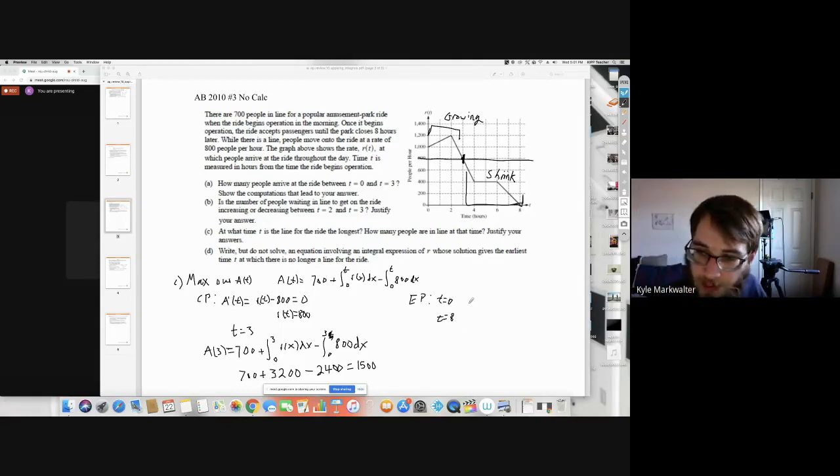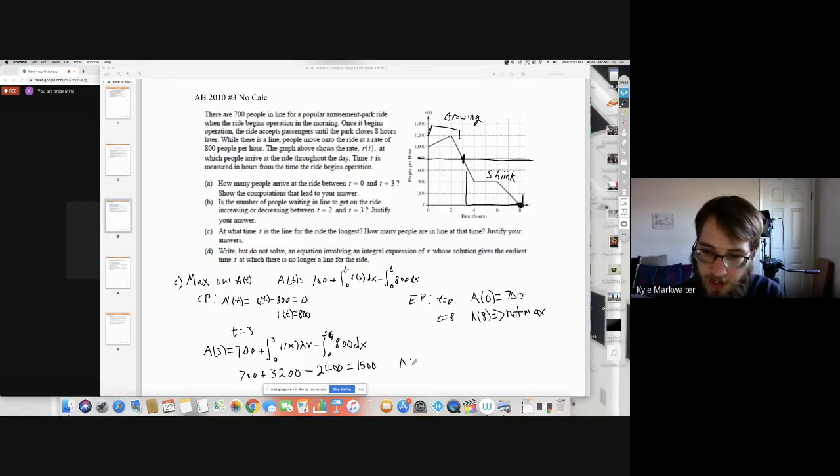All right, at the beginning, at t equals 0, we knew that there were 700 people. Then we go, well, what happens when t is 8? We don't even need to worry about it. It can't be the maximum, because when t equals 8, the people entering the line is less than the people leaving the line. So the line's not at a maximum. The line's decreasing. The rate in is less than the rate out. So I don't even need to worry about it.